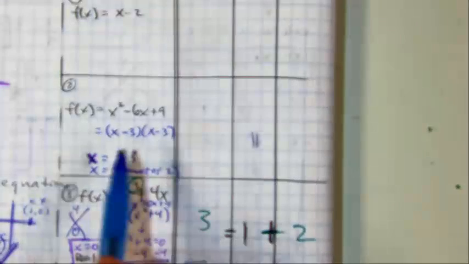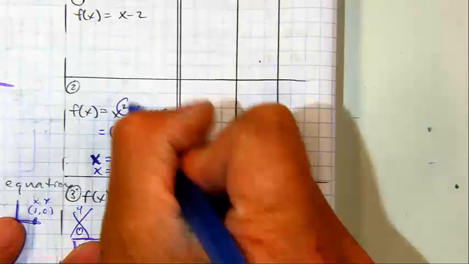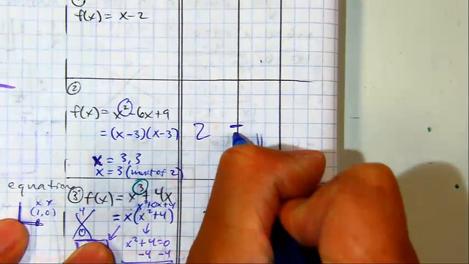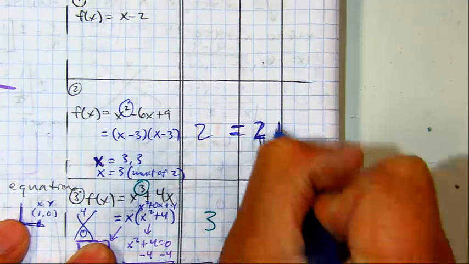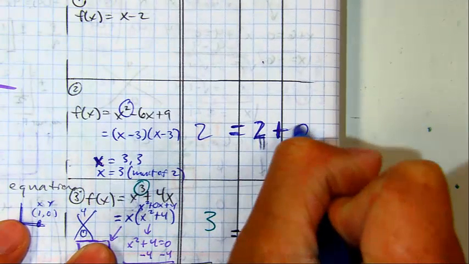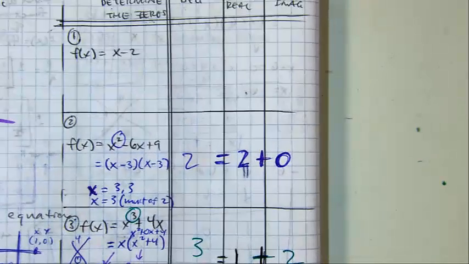So, Noor, what is the degree? Second. Yep. And the real one is x equals 3 and x equals 3. And there are no imaginaries. Does that say multiplicity of 2? Multiplicity of 2. Good job, Noor.